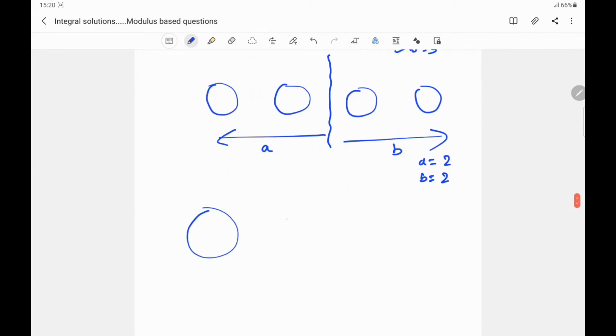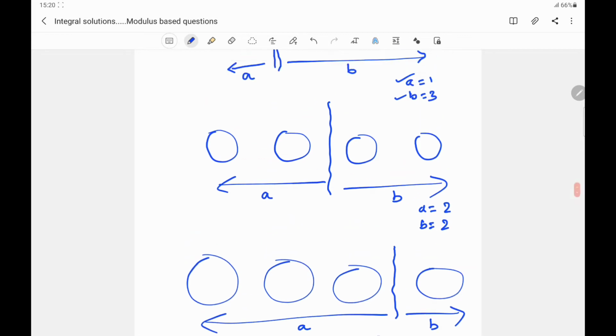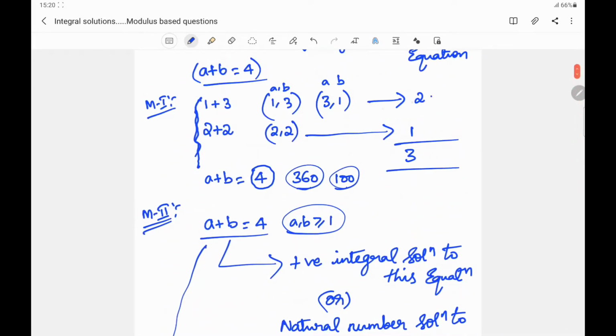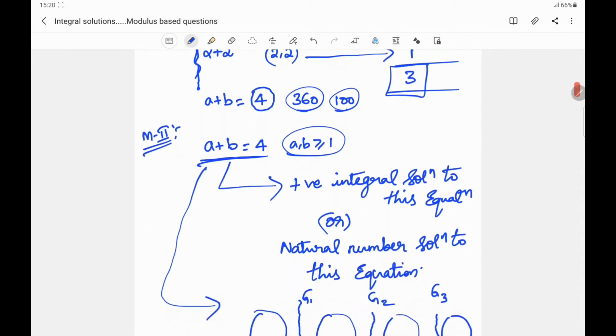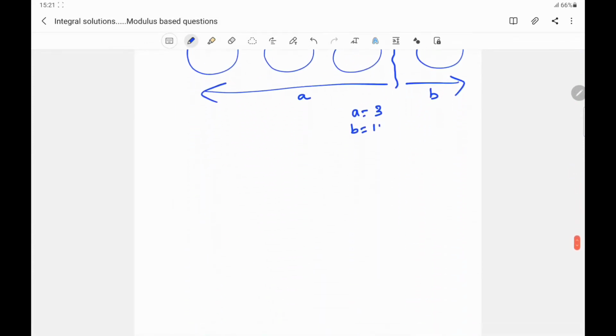Now if I select the third gap, to the left of this gap whatever is there, this is A, to the right side it is B, so A is equal to 3 and B is equal to 1. So we end up getting all the three solutions to this equation, that is A plus B equals 4. So this is the way we are going to solve the questions.